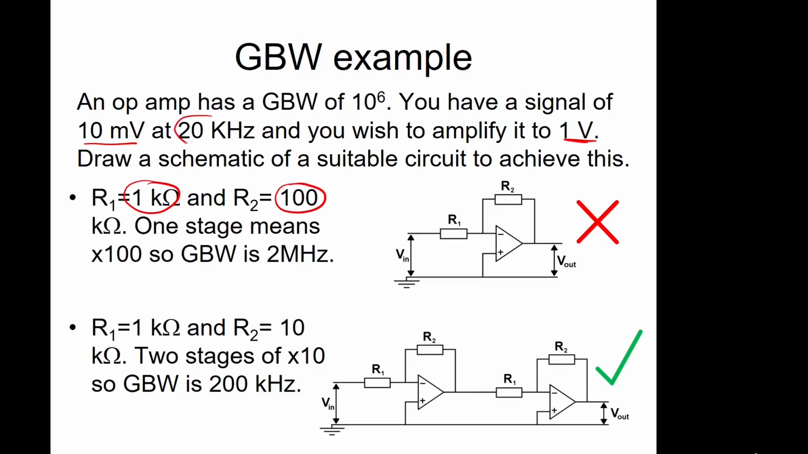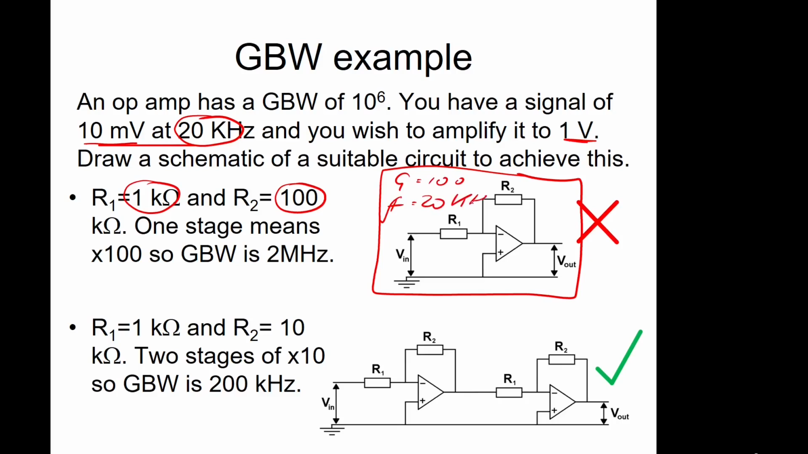Our signal is actually at 20 kilohertz. So if we use this arrangement, we have a gain of 100 and a frequency of 20 kilohertz. So 100 times 20 kilohertz is 2 megahertz. Using this op-amp and this gain, we're not going to be able to achieve the output of 1 volt because the frequency is too high. The gain and frequency combination is too high.